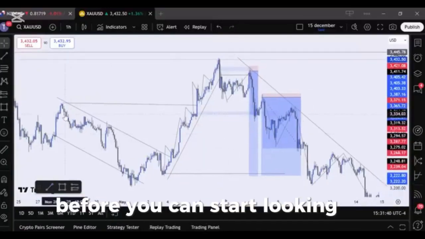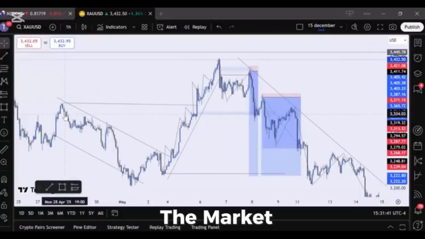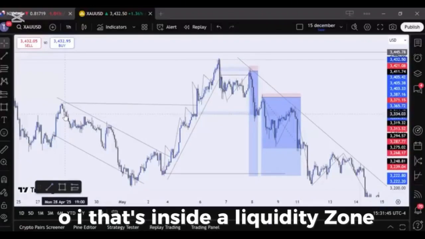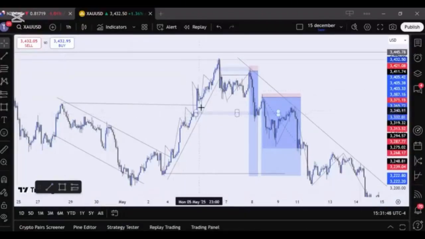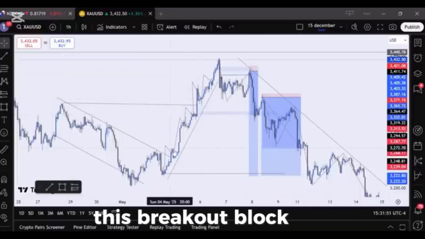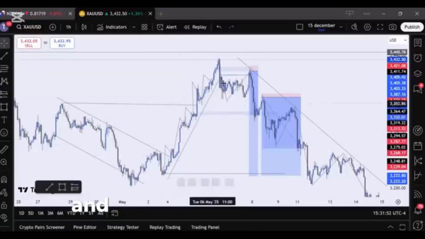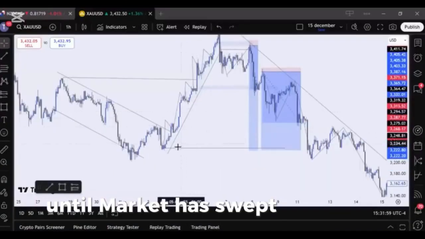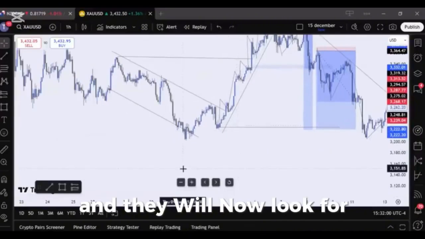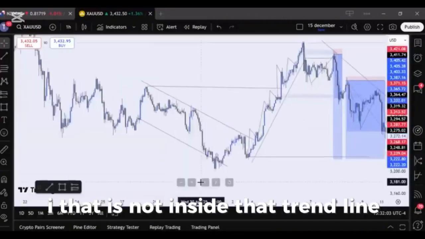So before you can start looking for any trades to oppose the market, make sure that you're not trading a POI that's inside a liquidity zone. Like these other blocks inside here, this other block here, this breaker block here, they are all inside this trend line liquidity, and market has already started reversing. Do not look for any kind of reversals to the upside from these POIs here until market has swept this trend line liquidity, and then you will look for another POI that is not inside that trend line liquidity.